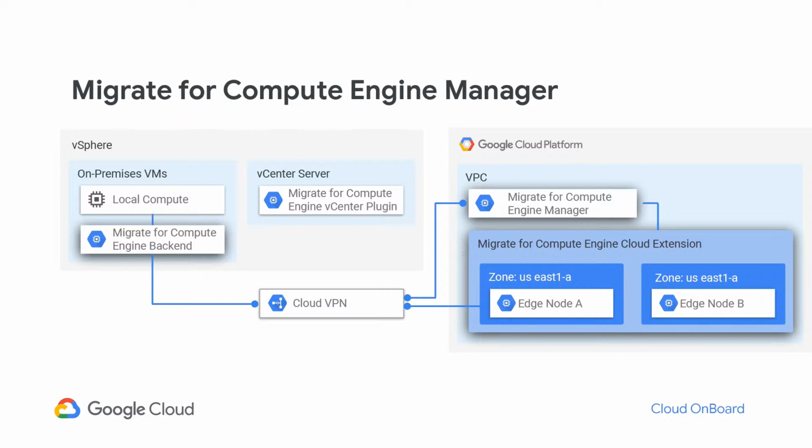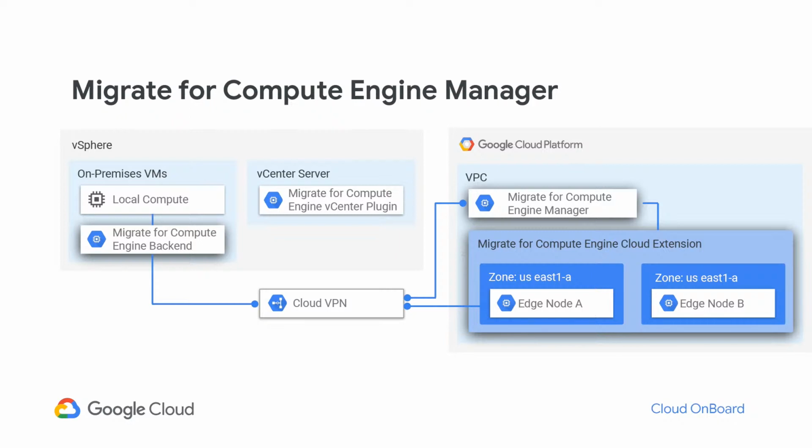The Migrate for Compute Engine manager basically connects to your on-prem infrastructure over a secure channel. You can use a VPN connection or some kind of physical Cloud Interconnect. This manager communicates with the VMware vCenter plugin, which in turn communicates with the Migrate for Compute Engine on-prem backend virtual machine. And this backend is a virtual machine which streams the virtual machine disks in your on-prem data center to the cloud.